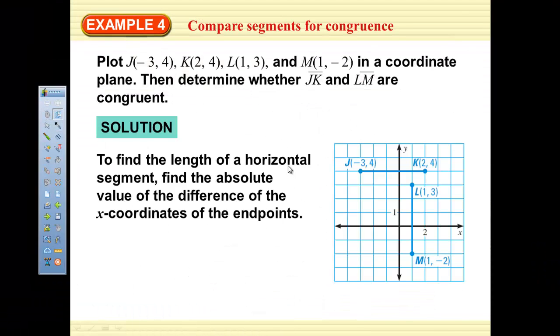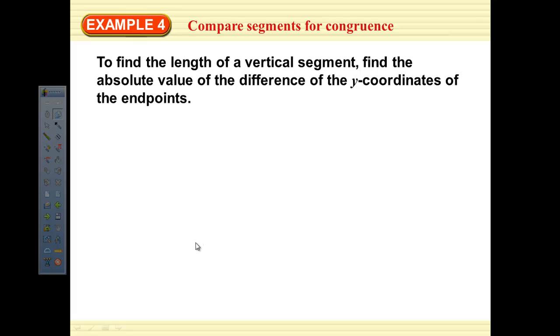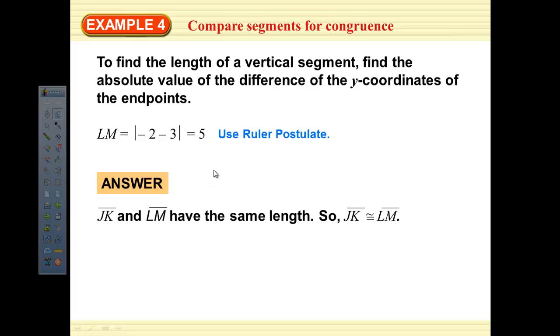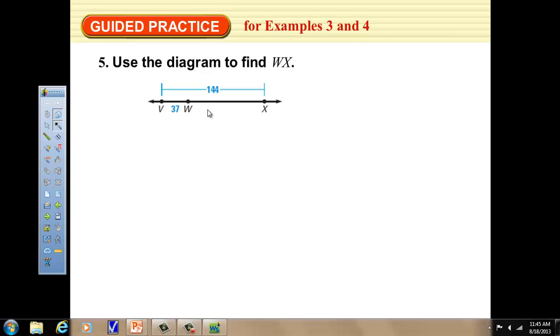Again, looking at the solution here, we have JK and LM. For JK, we use the ruler postulate, and we say -2 minus a -3 is 5. And we do the same thing for LM. We get the absolute value of -2 minus 3 is the absolute value of -5, which is 5. So therefore, the two lengths are congruent. Now we're going to do some guided practice here. See if you can try this. Maybe pause it. See if you get the right answer. I'm going to move right on ahead.